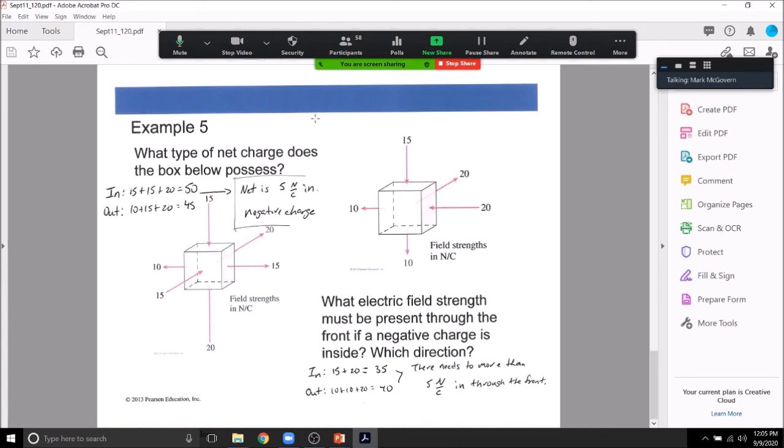What electric field strength must be present through the front if a negative charge is inside, and in which direction? Let's look at what we currently have. Going into the box, on top is 15, and through the right is 20, and that's a negative 35. What's going out? In the back, 20, on the bottom, 10, and on the left, 10. So 40 is going out. We want a negative charge in here. At the moment, we're sitting at a plus 5.